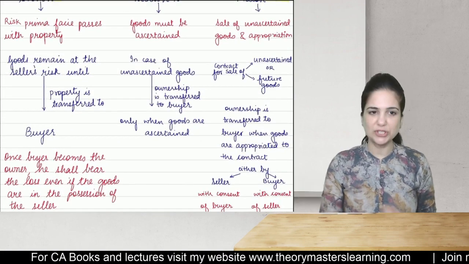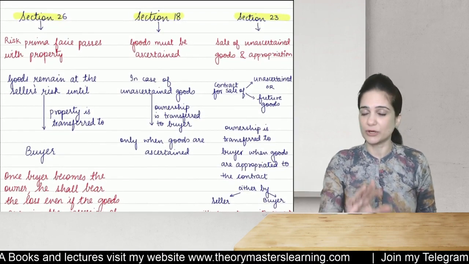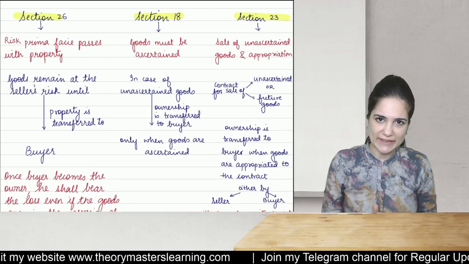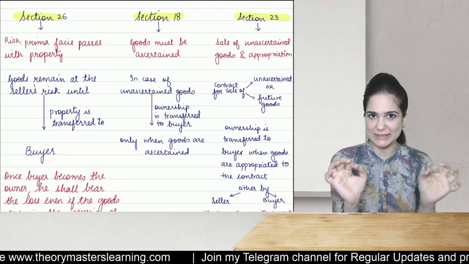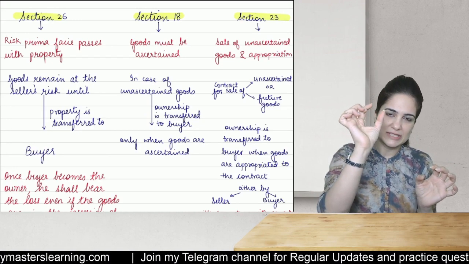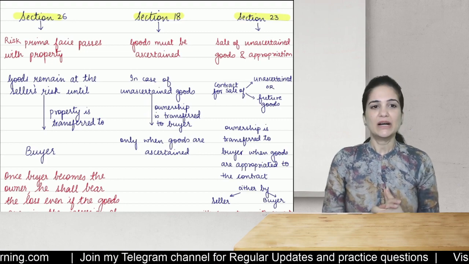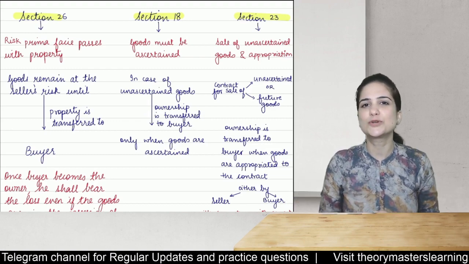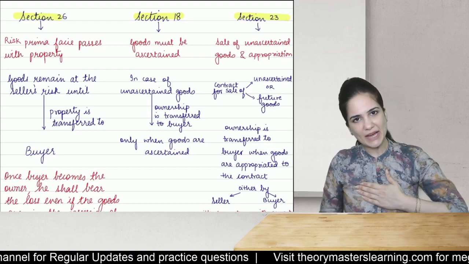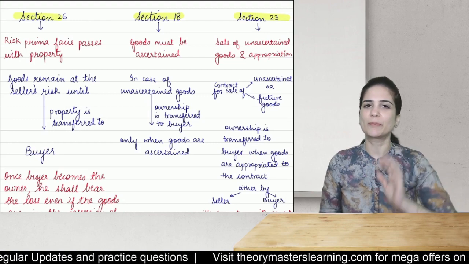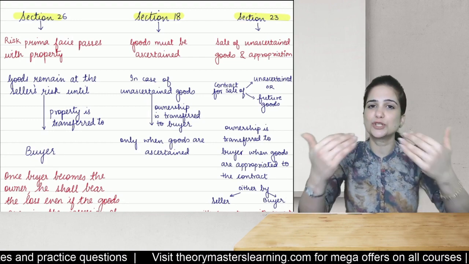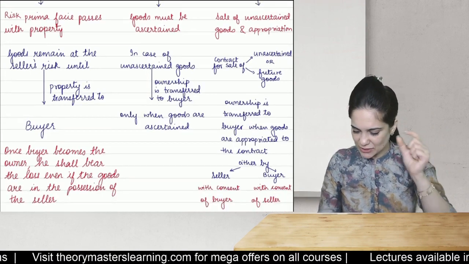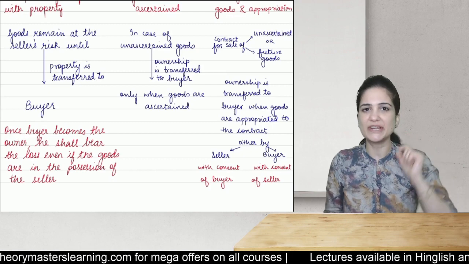Now, the provision says that the goods remain at the seller's risk until the property is transferred to the buyer. Now, this is not the exact wording in the provision. Okay, I have simplified this for you. So, risk prima facie passes with the property. The one who owns the goods will also bear the risk. Goods remain at the seller's risk until the property is transferred to the buyer. So once the property, the ownership, is transferred to the buyer, the risk is also transferred. That is the simplified version I have written in red.